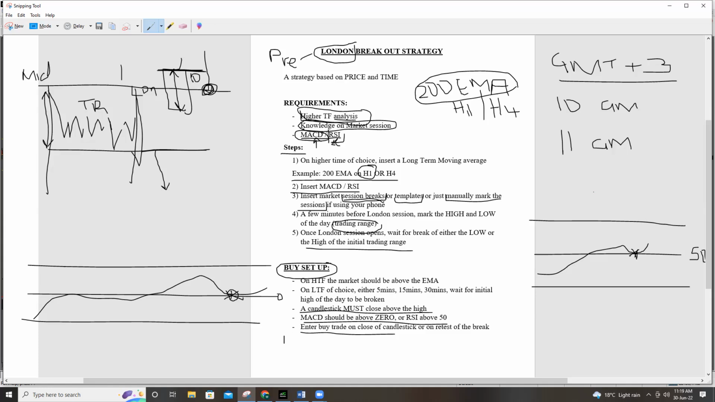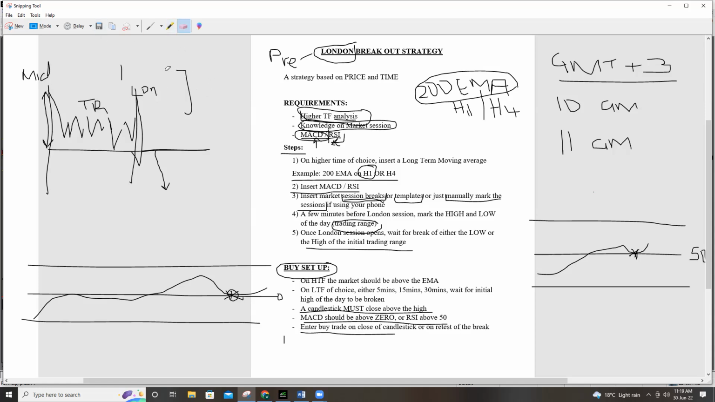Now, sometimes there's no retest. If it's below 10 pips, you may not get a retest. But remember, these rules are not cast on stone. So it's you to be patient, see if you're going to get a retest. If you don't, just get into the market and get in, get paid, get out. So you can either enter trade on close of candlestick or retest of the break. So now that is on a buy trade.